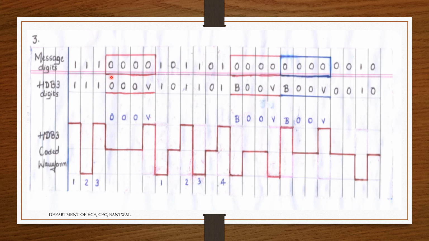Now coming to the coding. So 0 0 0 0. Here the number is 3, odd. Odd, the pattern should be 0 0 0 V, and it should be coded as 0 0 0 plus, because of odd and the previous is plus. 0 0 0 plus. Plus means plus 1 it is.